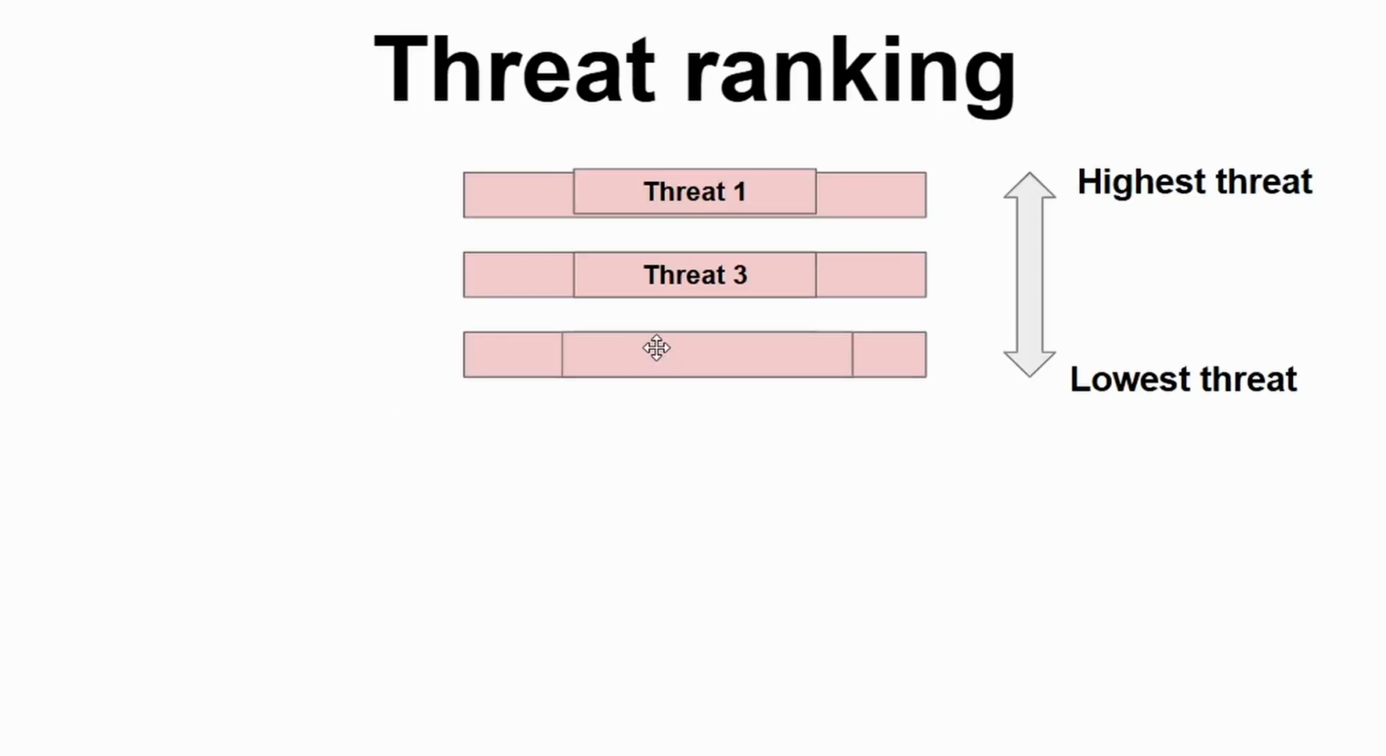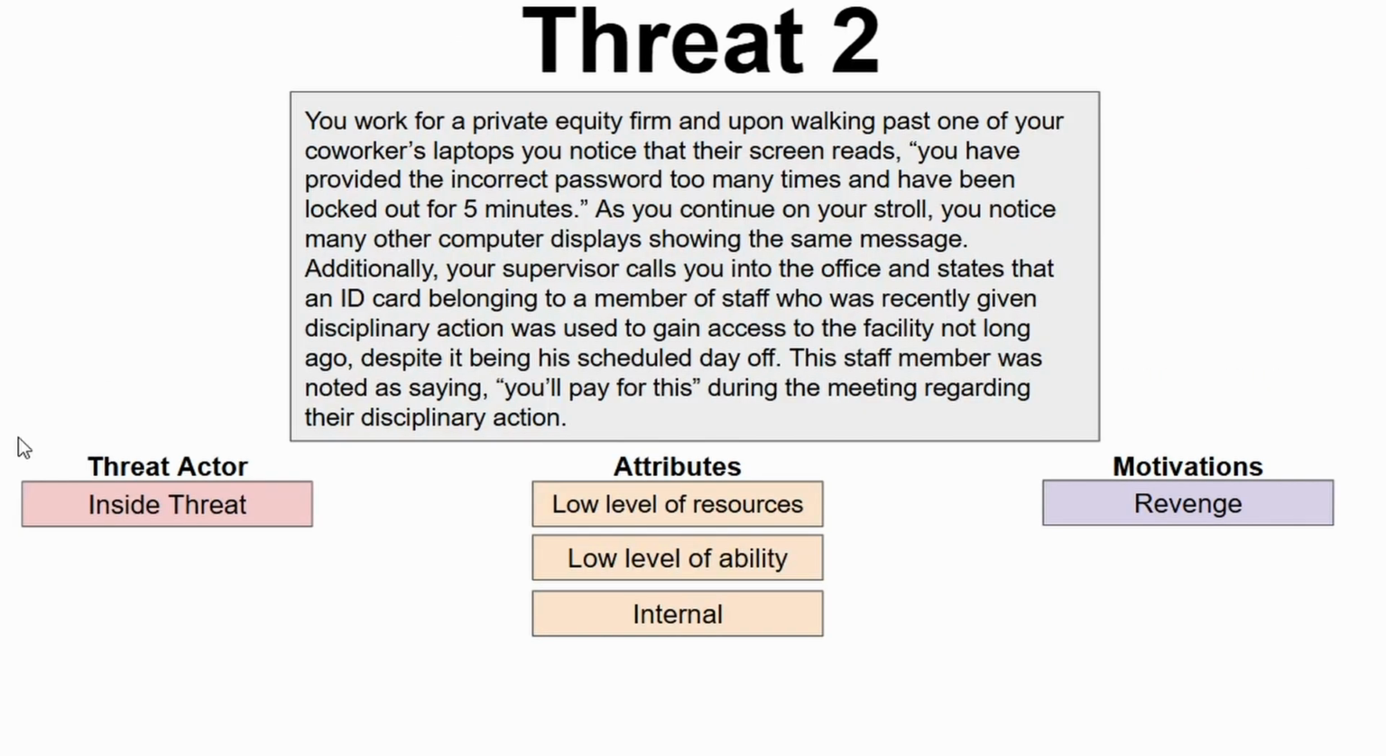And finally, that leaves threat 2 as the least concerning threat here. This person has come in and they're just trying to spam passwords. We should really easily be able to find out who this is. We have their ID card. They don't have a high level of ability. They don't have a high level of resources. They're just trying to do whatever they can. All right, we should be able to catch them pretty quickly, pretty easily.